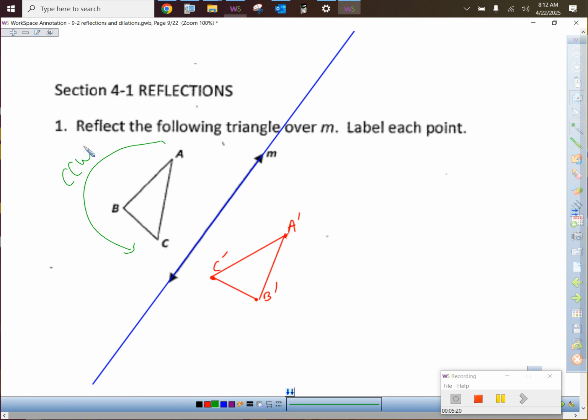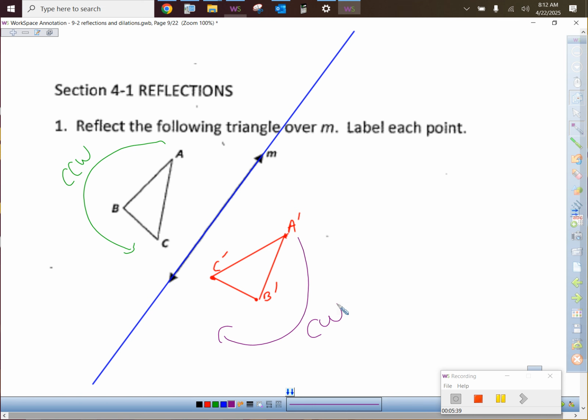Then they're going to say, since I went ABC the first time, you have to go in the same order on the other one, but it's going to be primed. So how about A prime, B prime, C prime? Let's draw that. What do you think? A prime, B prime, C prime, is it clockwise or counterclockwise? Clockwise.